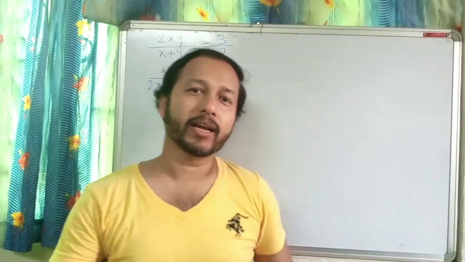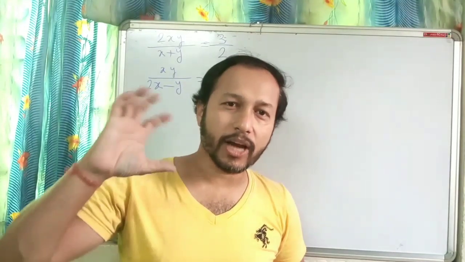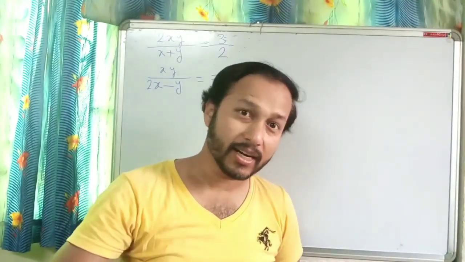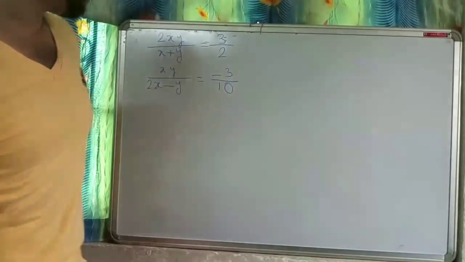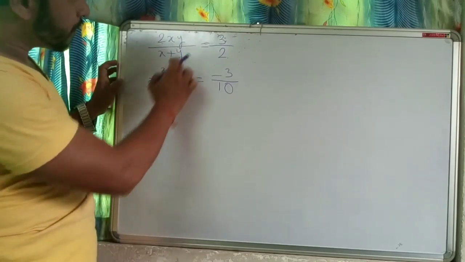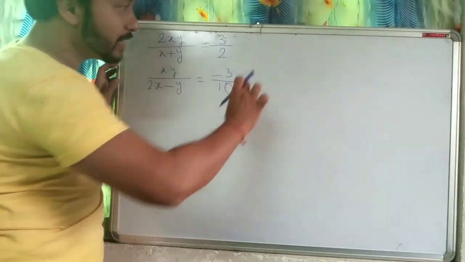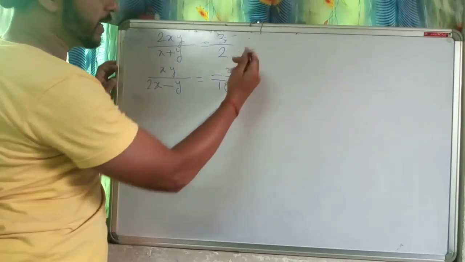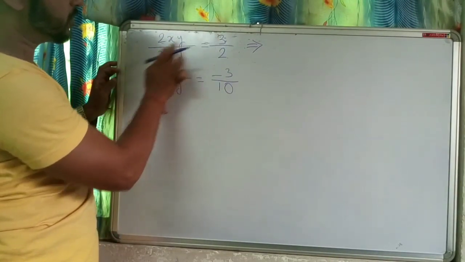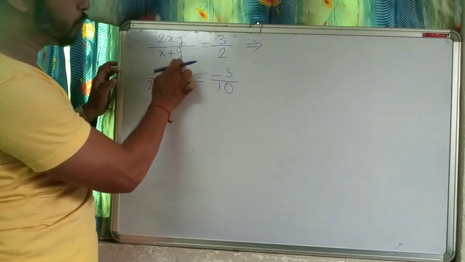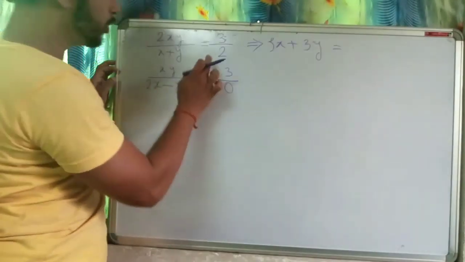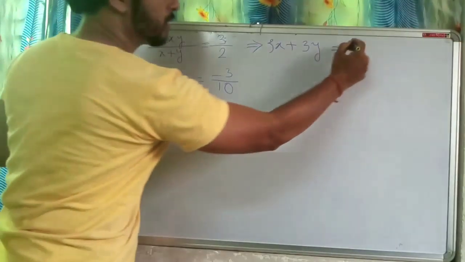Here I have written another sum for you. The style of this sum is a little bit different, but we'll solve it by the elimination method. Let us see that. This equation, we will cross multiply it. Then we'll get a simple form like 3 into this, that is 3x plus 3y equal to 2 into 2, 4xy.